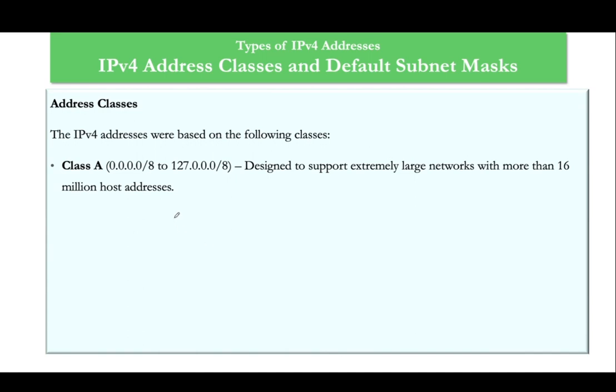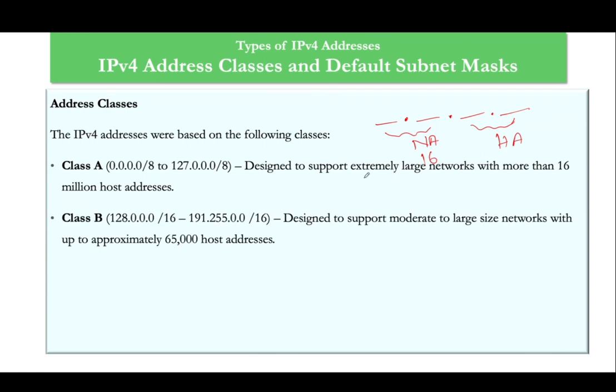Next, in class B, the first 2 bytes, byte 1 and byte 2, are used for the network address, and the remaining 2 bytes are used for the host address. That means 16 bits are used for the network address. Its range is from 128.0.0.0 to 191.255.0.0. This class B supports moderate to large networks with approximately 65,000 hosts, which is the maximum number of hosts you get from the two host bytes.